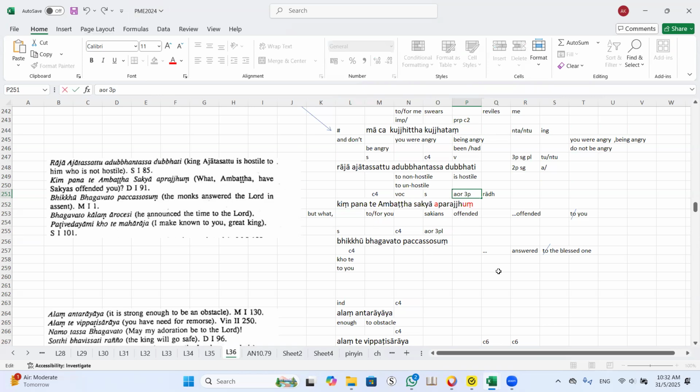Okay, so if it's third person, that means it refers to, can you see, this is the subject. Okay, subject. You know why this subject is plural, correct? Subject is plural. The Sakyans. So here it means offended. Okay, offended who? In this case, the word here is offended. If you construct offended to you, let me see the second of.